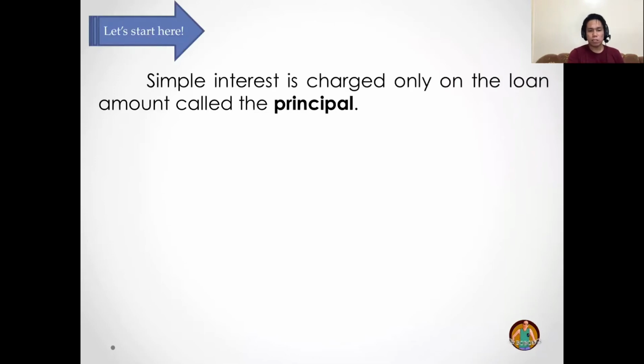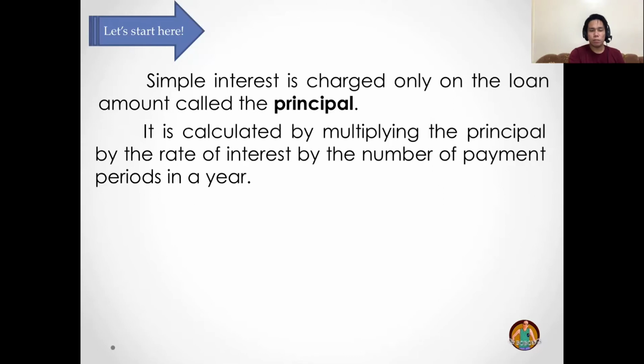Simple interest is charged only on the loan amount called the principal. When you say principal, it is the original money. Original money na inutang mo or original money na tinago mo sa bangko. Paano siya i-solve? It is calculated by simply multiplying the principal and the rate of interest by the number of payment periods in a year. Okay? So that is principal amount multiplied by the rate multiplied by the periods in year.